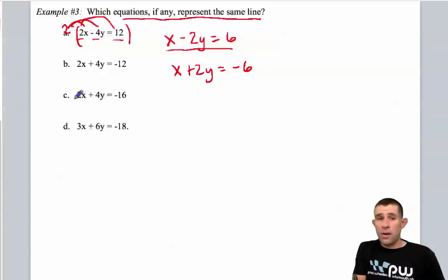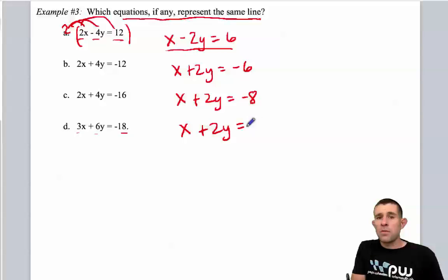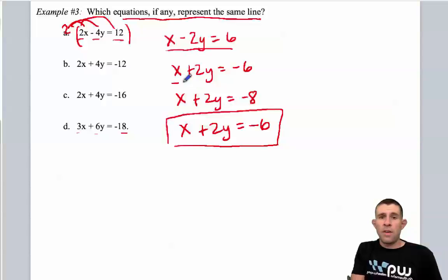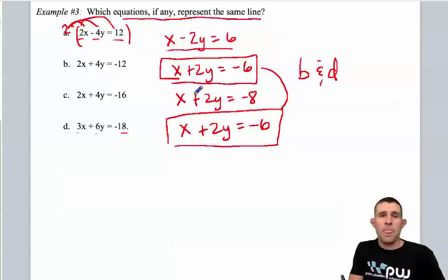If I pull a 2 out of the equation for C, I'll be left with x plus 2y equals -8. And finally, in my last one here, I see all of these are multiples of 3, so I will pull out or factor out, reverse distributive property, a 3, and I'll be left with x plus 2y equals -6. Now, which out of these four seem to be the same line? It's the ones that we have x plus 2y is equal to -6. So parts B and D will be equivalent lines.